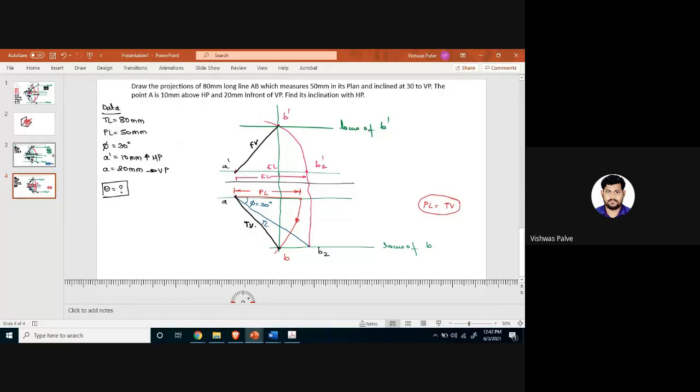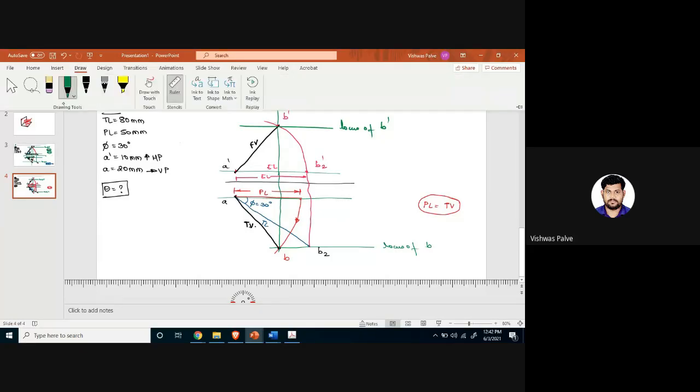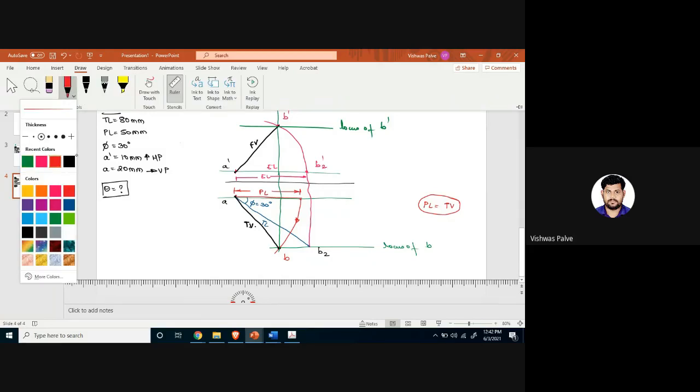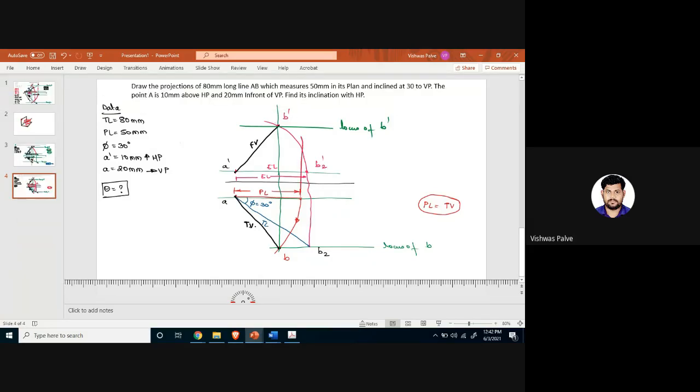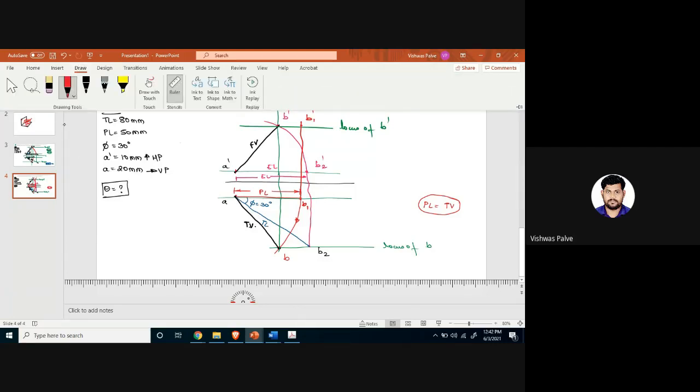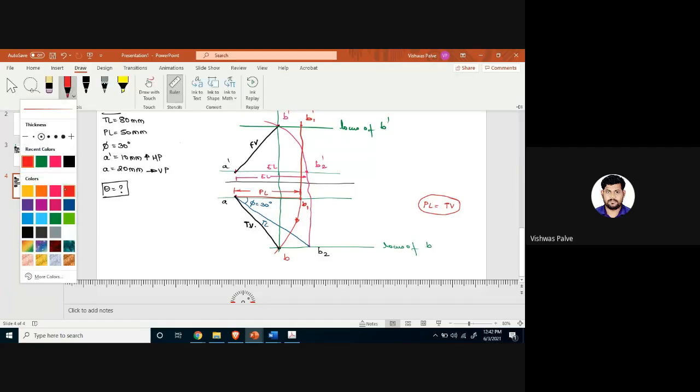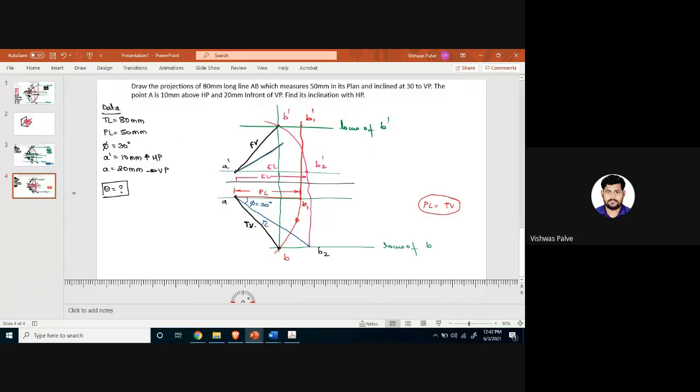Then after that, if I want to draw the true length, what is the next step? Take a vertical projection from this point. Taking the plan length vertically above, you will get the point B1, so this point will be B1 dash. If you connect A dash and B1 dash, this is the true length, and this inclination is theta. Can you solve this now? Yes, sir. Try this problem for homework.